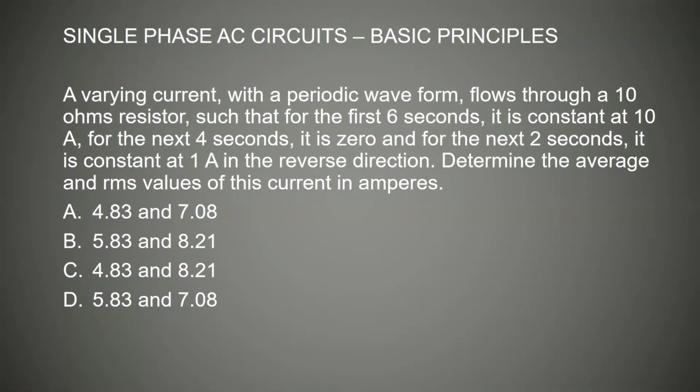A varying current with a periodic waveform flows through a 10 ohm resistor, such that for the first 6 seconds it is constant at 10 amperes. For the next 4 seconds, it is 0, and for the next 2 seconds, it is constant at 1 ampere in the reverse direction. Determine the average and RMS values of this current in amperes.